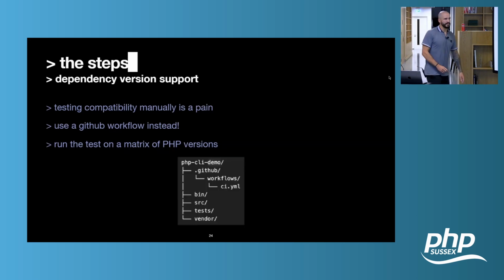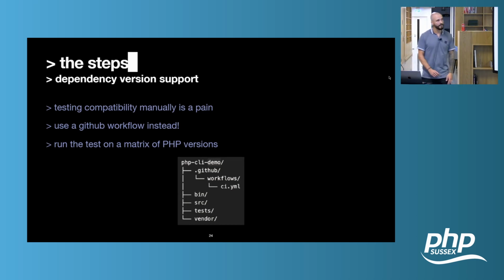Okay, so I need to create that workflow. To do that, I create a new .github folder, a workflows folder in it, and then my workflow. This is a GitHub convention, by the way. This is basically where GitHub expects to find the workflows. And my workflow ci.yaml, because indeed it is a YAML file.